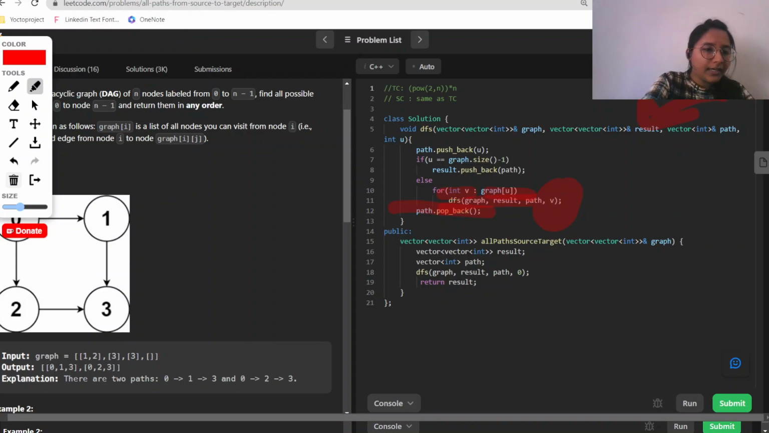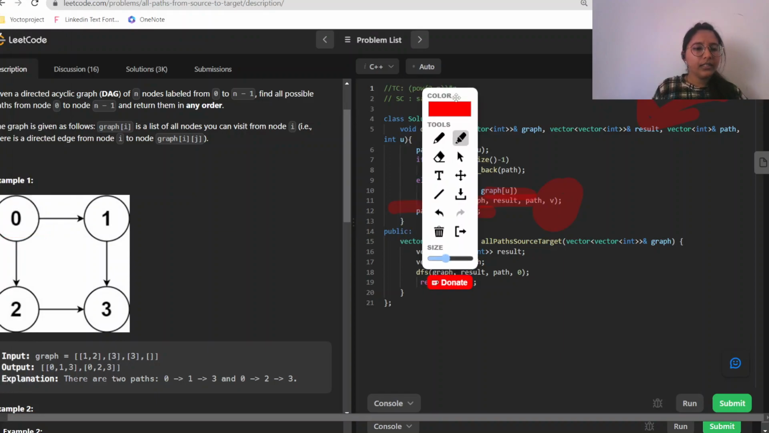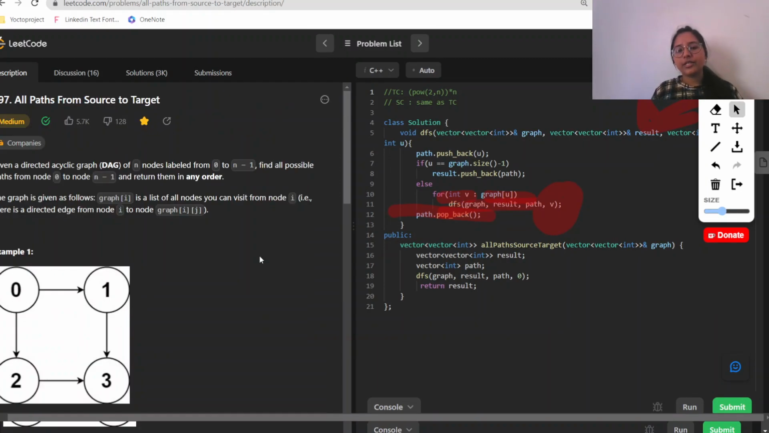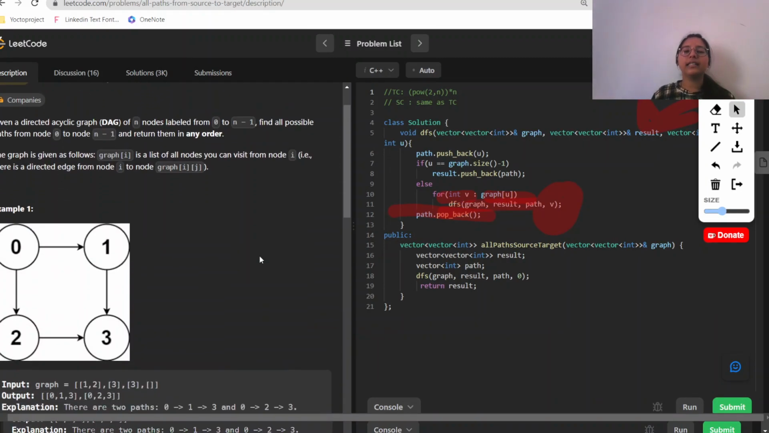I don't know what type they have given. It should be an easy level question only. Maybe it is marked medium level, but this is a basic understanding question of how we are required to do DFS on a graph.